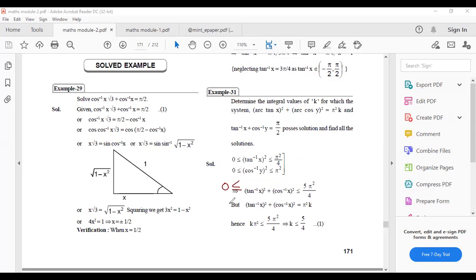Zero less than or equal to... they should have mentioned this here. I would say 0·π²/4 ≤ this ≤ 5π²/4. Yes or no? 0 can be written as 0·π²/4, less than or equal to 5π²/4.